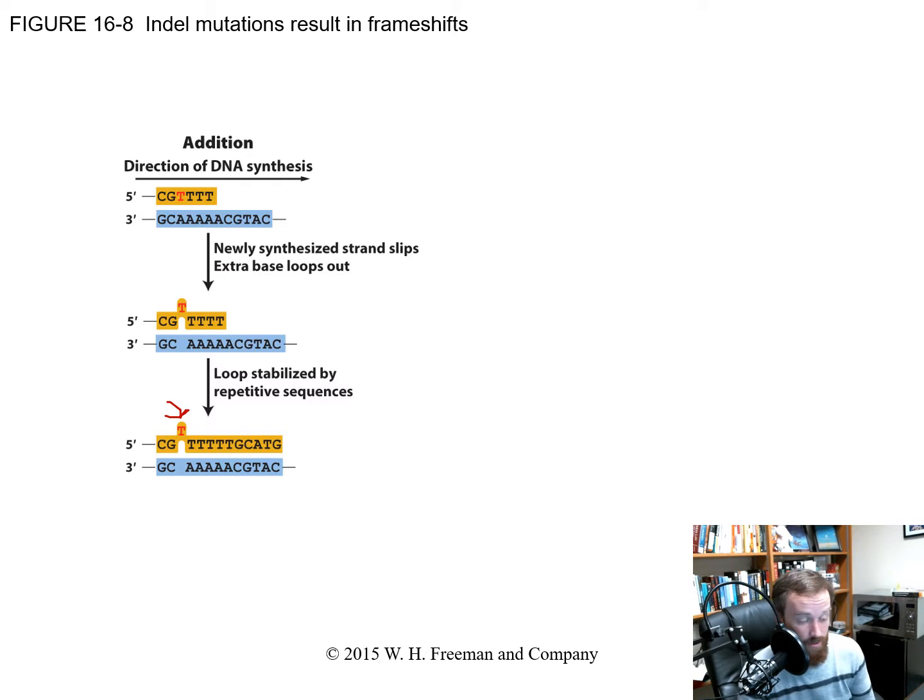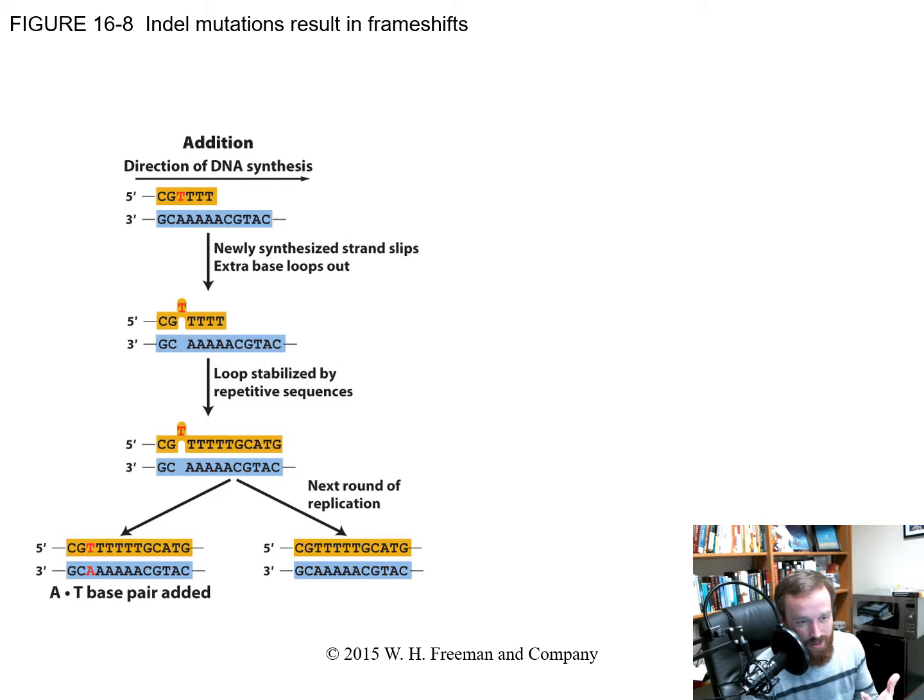that's been inserted into it. During the next round of replication, remember both the yellow and the blue strand are going to be templates for the next round of replication. When this yellow strand is replicated, we now have this T that is no longer in a bubble as it gets pulled apart, that is able to act as the template for this new blue strand, and it will incorporate that new T.